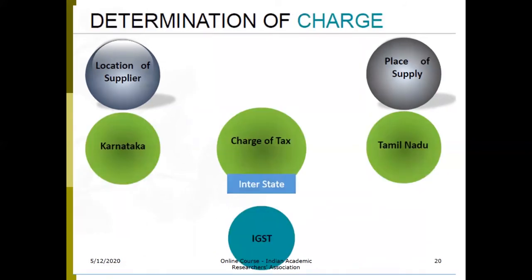But if Karnataka is the location of the supplier and the place of supply is Tamil Nadu, this is known as interstate, that is, between the states. Intra is within and inter is between the states, and both the states will be getting the proportionate amount of CGST, and that's why it will come under the purview of IGST.